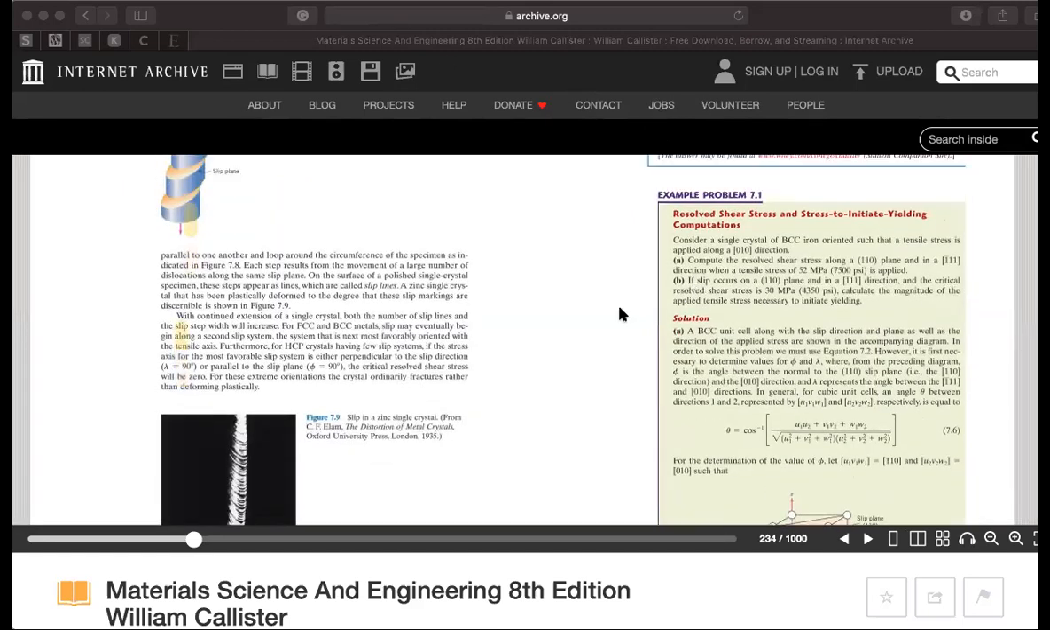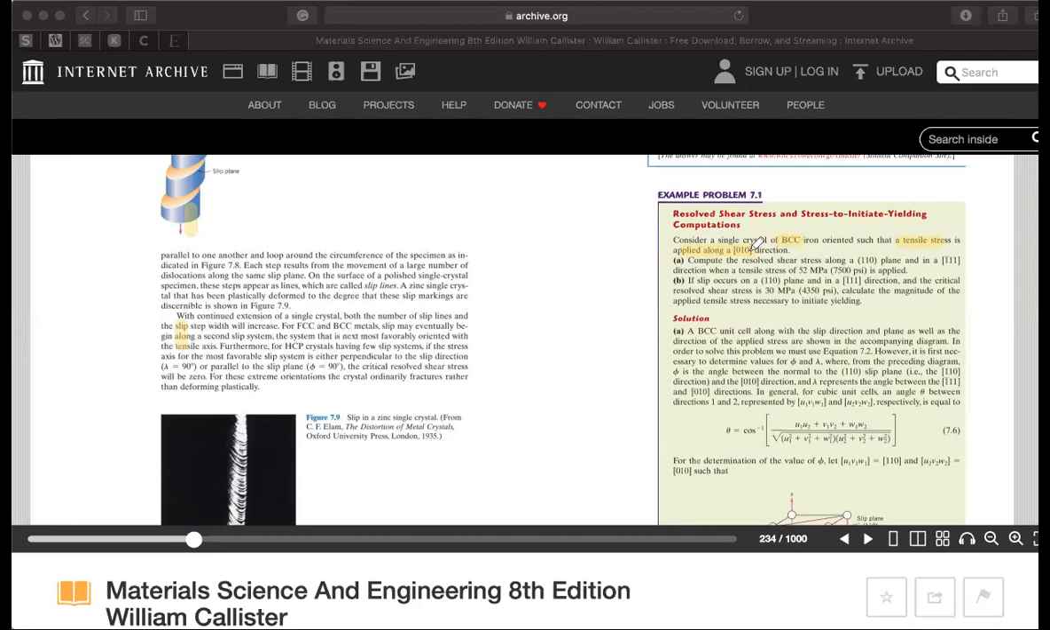Imagine you got a BCC single crystalline material that was exposed to tensile stress, and you applied the load in the 010 direction. So he told you that it's tensile, so it's uniaxial, and in a specific direction. He told you about the direction. The question: compute the resolved shear stress.